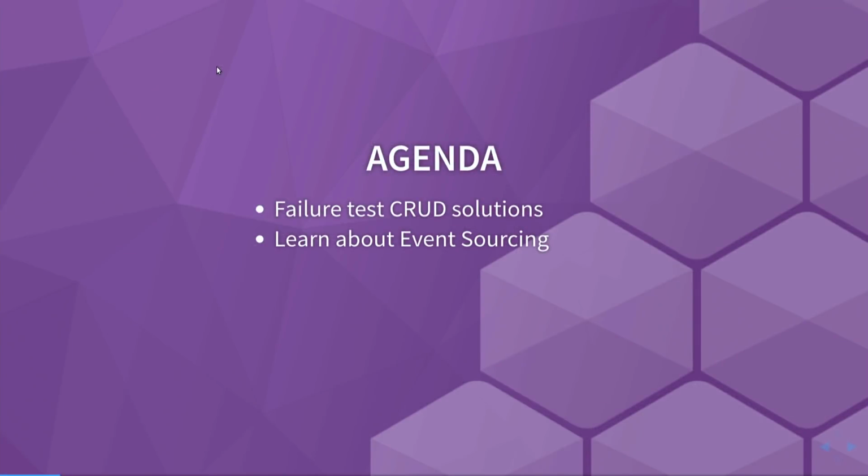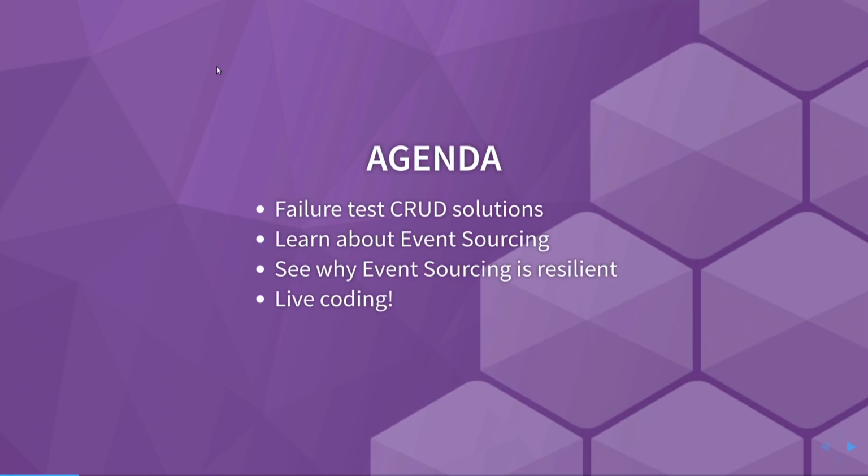So what we're going to do today first is we're going to failure test some CRUD solutions. We're going to look at, okay, if we're using CRUD, what can go wrong, and try to solve that a bit and see what some of the problems are. We're going to learn about event sourcing, and you'll actually see it being written. We're going to see why event sourcing is resilient in comparison to CRUD. And we're going to do some live coding.